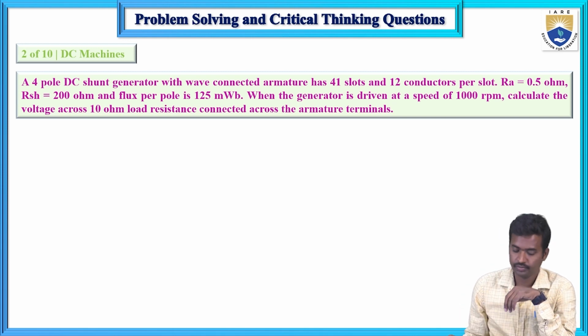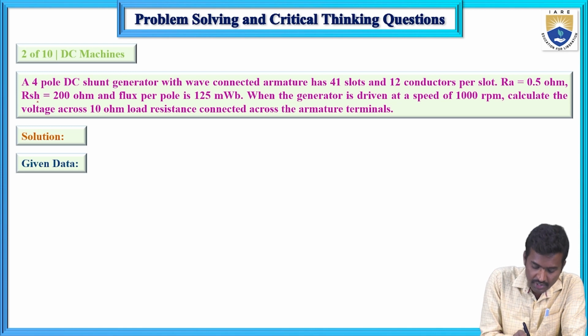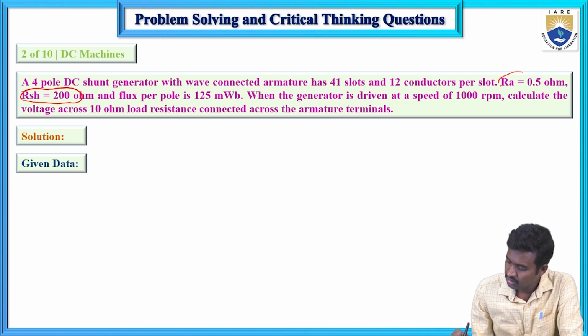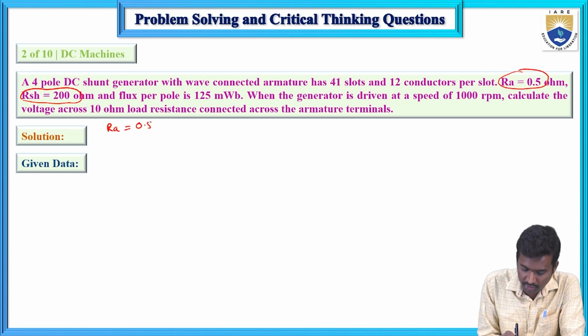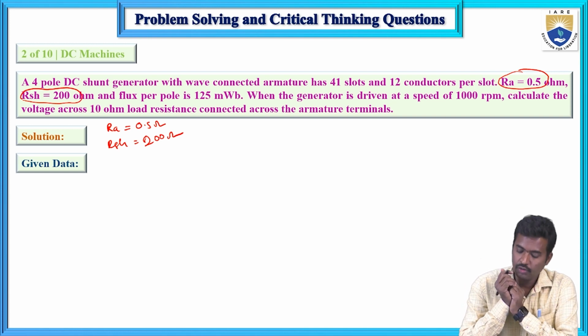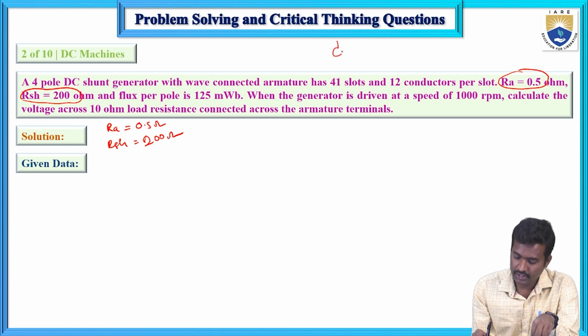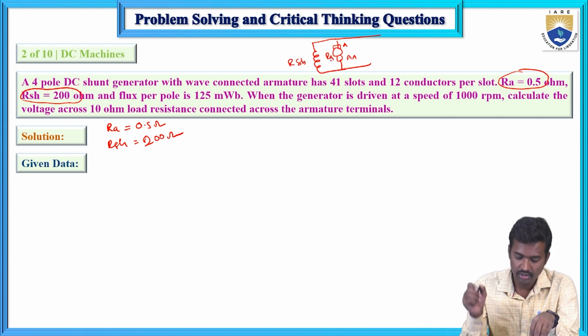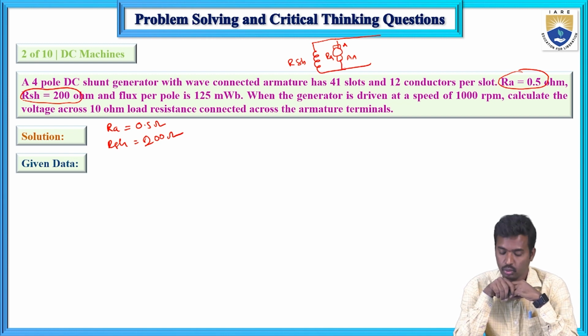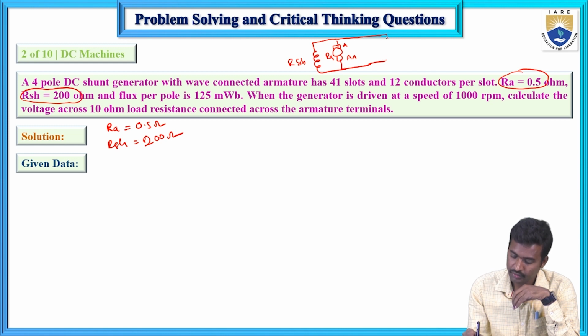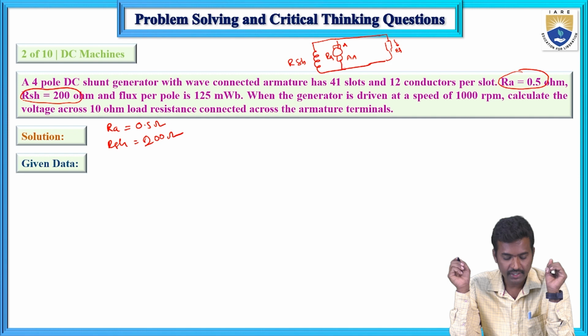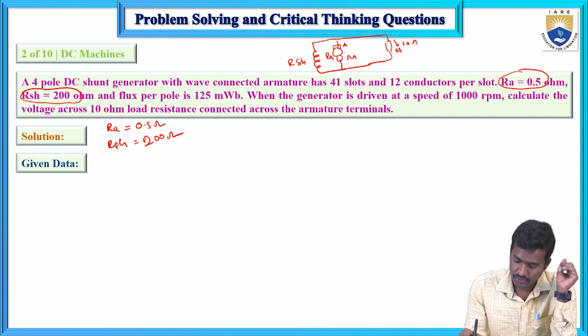Now, solution for this. The given data: RSH is the shunt resistance and RA is equal to 0.5 ohms, the armature resistance. If you draw the diagram for the shunt generator, this is the armature A, this is the shunt field RSH, and this is RA. RA is 0.5 and RSH is 200. If you connect the load here, this is the load. The voltage across the load is across a 10 ohms resistor.